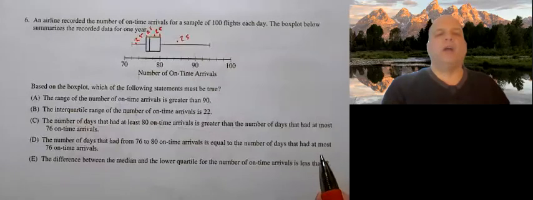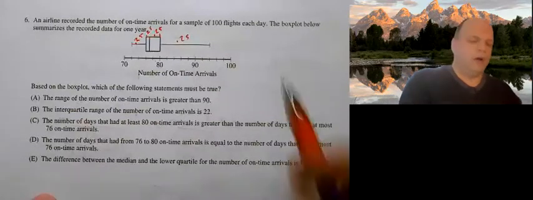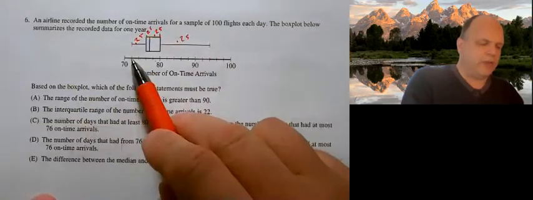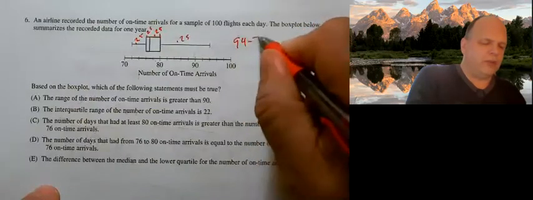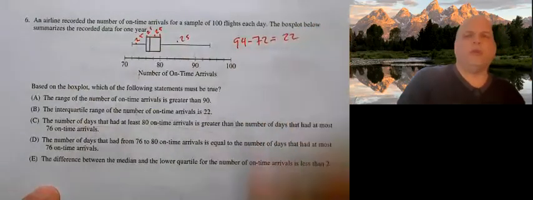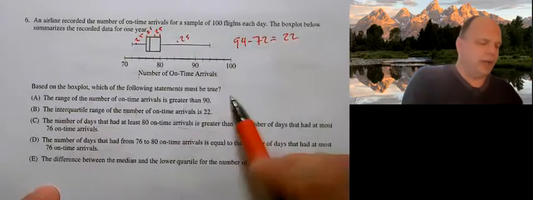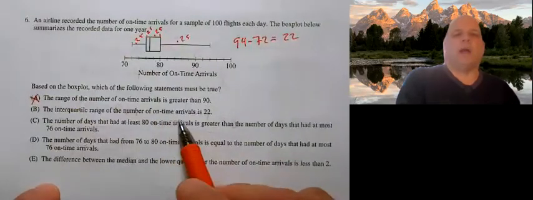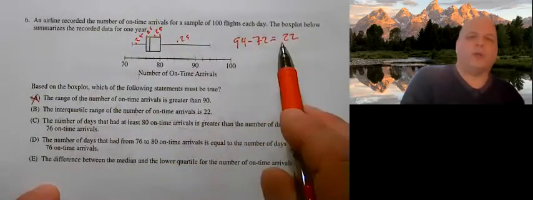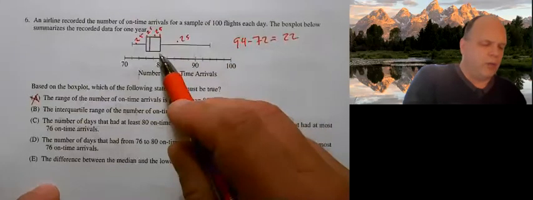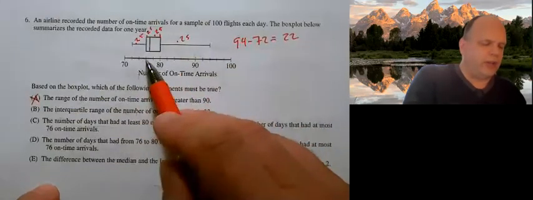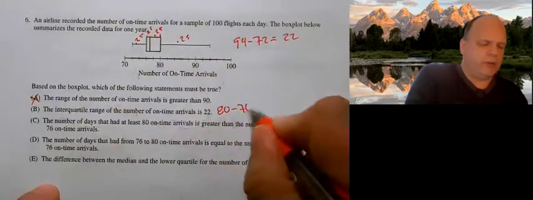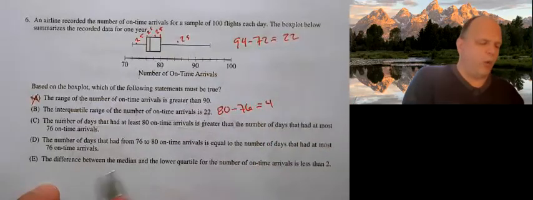So the range of the number of on-time arrivals is greater than 90, and no, because this is about 94, and this is about 72. So 94 minus 72 equals 22. So the range is about 22. So that's obviously false. The interquartile range of on-time arrivals is 22. No, the range is 22. The IQR would be 72, 74, 76. So the IQR would be 80 minus 76. So our IQR is about 4. So that's false.